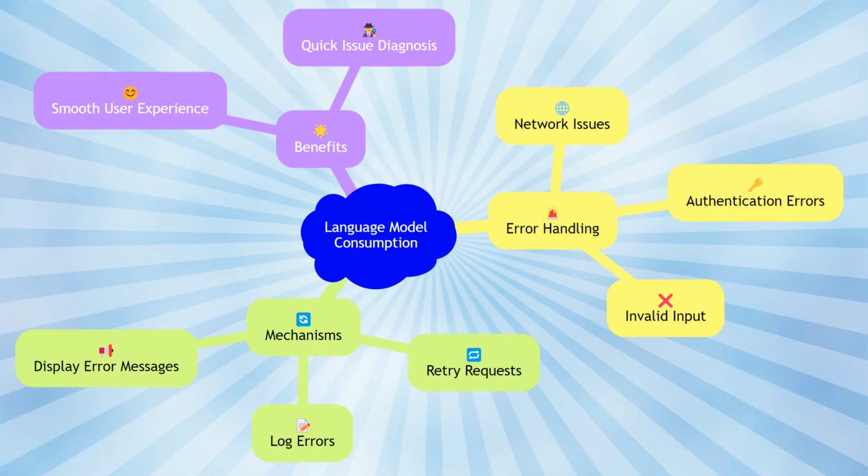When consuming a language model, it's important to implement robust error handling and debugging mechanisms. API calls can fail for various reasons, such as network issues, authentication errors, or invalid input. Your client application should be able to gracefully handle these errors and provide meaningful feedback to the user. This might involve retrying the request, logging the error for further analysis, or displaying an error message. Effective error handling ensures a smooth user experience and helps in diagnosing issues quickly.